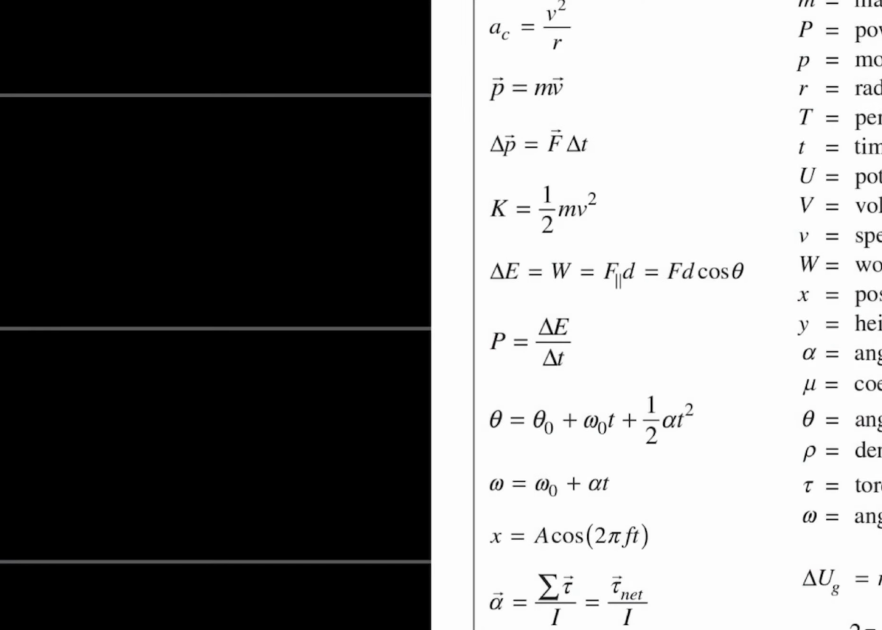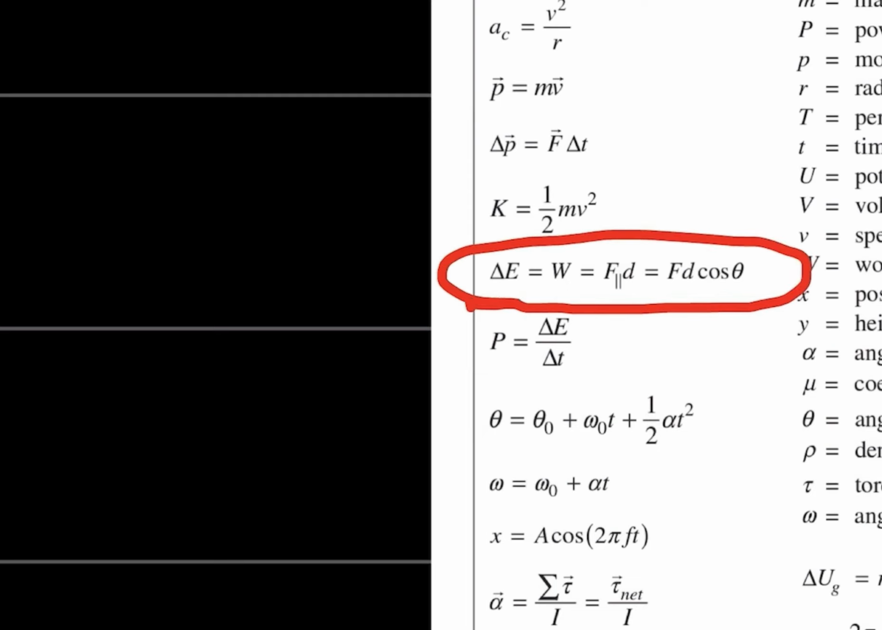The other equation that applies to our discussion is this one, that the change in energy of a system, which is the work done on the system by non-conservative forces, is equal to the force of that non-conservative force times the distance through which it's applied. And we've seen that in a number of the problems that I've worked. Now it says times cosine theta.